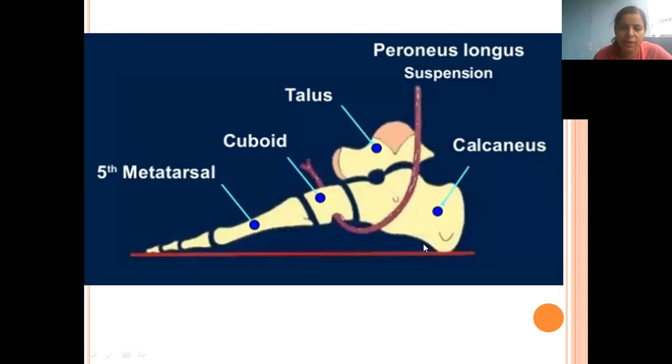So like that you can see the various bones. This is the peroneus longus tendon, coming from the lateral compartment. It is holding from above, not allowing this cuboid bone to touch the ground. This is the ground level.